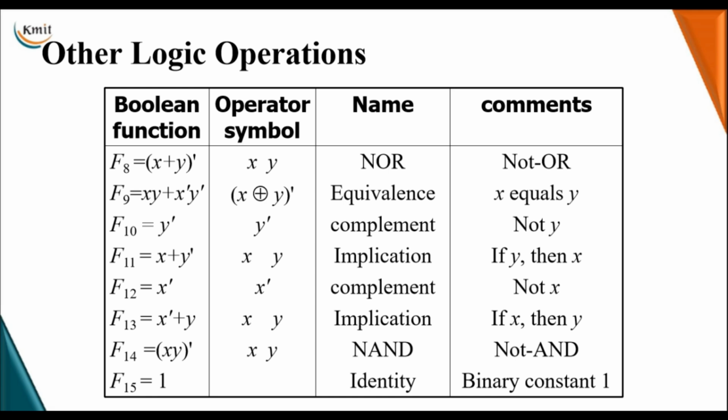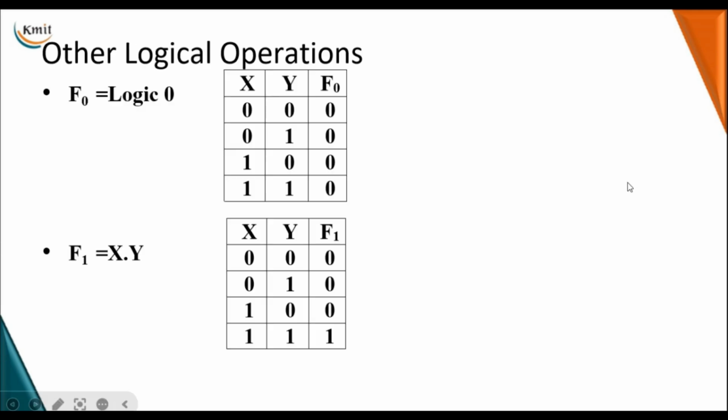Now, let me derive each output function using the truth table form. F0 will give you the logical zero, since for each possible input of zeros and ones on x and y, it gives you the logical zero function. Hence, it is defined as a logical zero function.